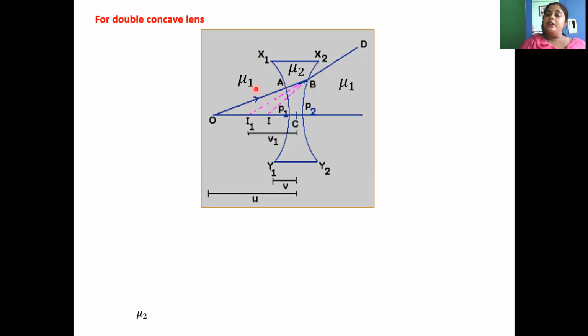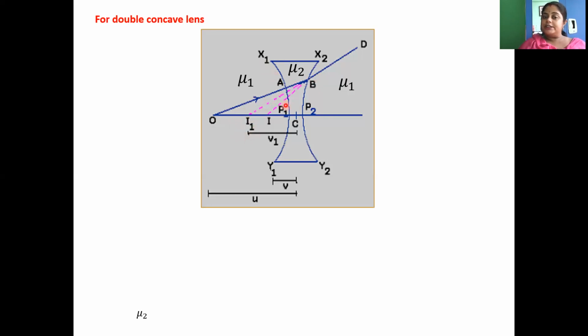Here light is traveling from refractive index mu1 to mu2, and mu1 is less than mu2. So it is a rarer medium going to a denser medium. Light is traveling from rarer to denser, so it will bend towards the normal. And we know that for a concave refracting surface, light diverges, that is, spreads out. That means after refraction we get a virtual image, that is I1.